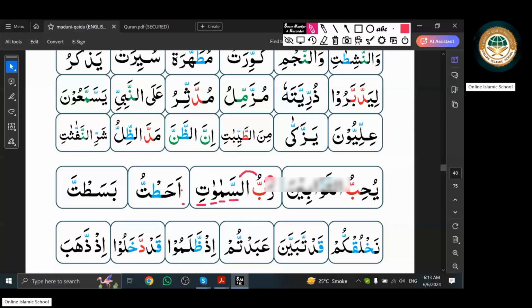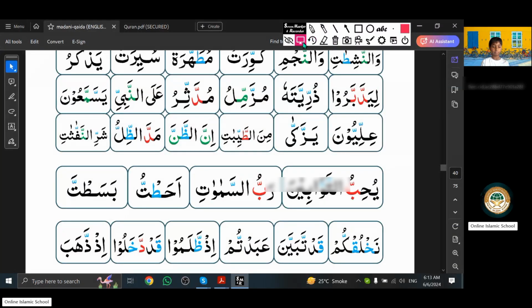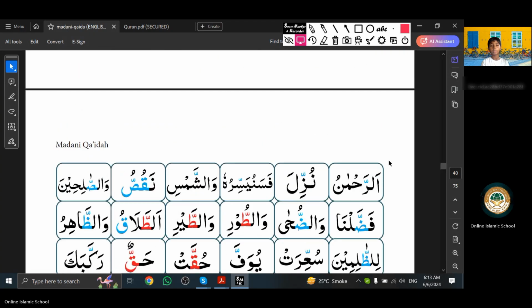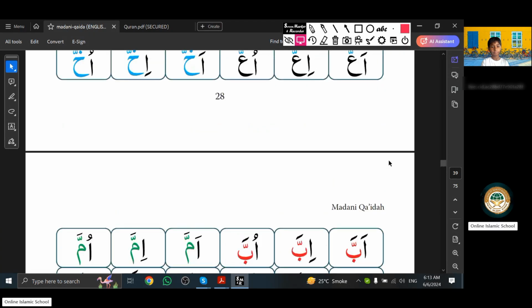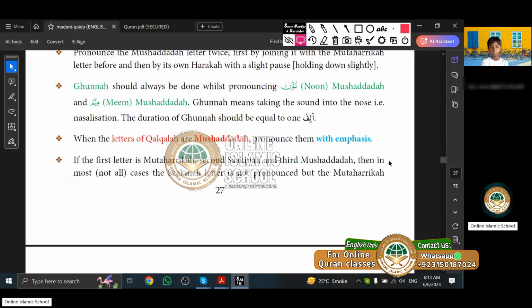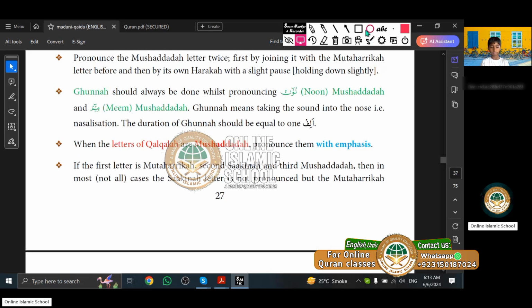There is another rule. Let me tell you that rule first, and inshallah after that we will explore these words. Okay, so there is a last rule of lesson number 13. The last rule is, if the first letter is mutaharrik. Do you remember what is mutaharrik? What is the meaning of mutaharrik?